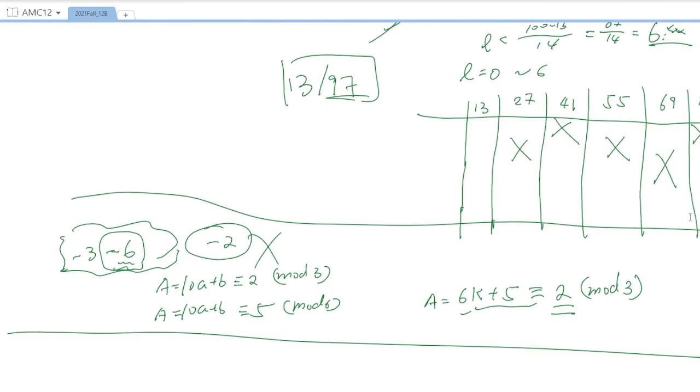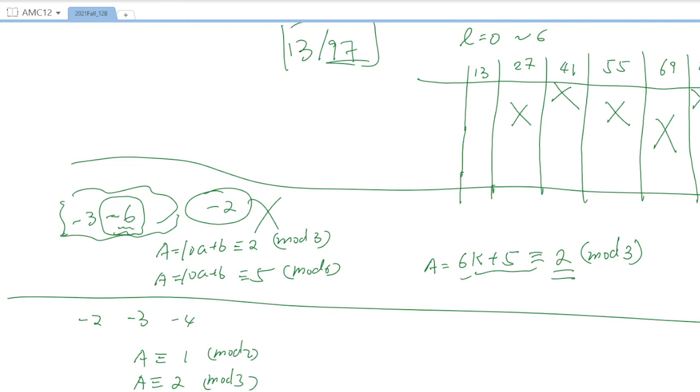Now let's see the last case. -2, -3, -4. That means A must be congruent to 1 mod 2. A must be congruent to 2 mod 3. And A must be congruent to 3 mod 4, right? So now let's write that A is 4k plus 3.